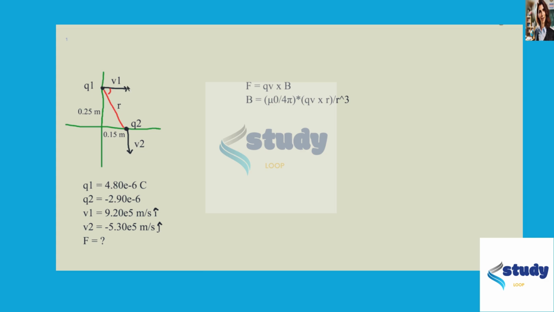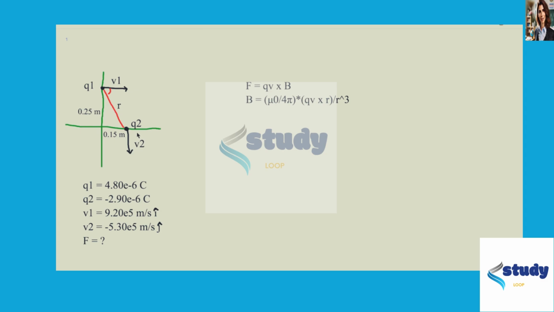Now, charge 2 has a charge of minus 2.9 times 10 to the minus 6 coulombs. And it's moving with velocity minus 5.3 times 10 to the 5th meters per second. So that's in the j-hat direction. So j-hat direction is the y direction. So since it's negative, that's going to be going in the minus y direction like this.